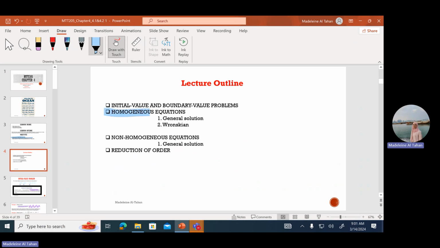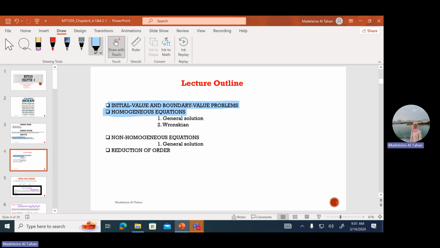Then we started talking about the homogeneous equation. We said that a homogeneous equation means that the differential equation is equal to what? Equal to 0. If the order of the differential equation is n, we should have n linearly independent solutions, and the general solution will be a linear combination of them. How do we determine whether the solutions are linearly dependent or linearly independent? It means, how do we determine whether we can use them as a fundamental set of solutions or not?